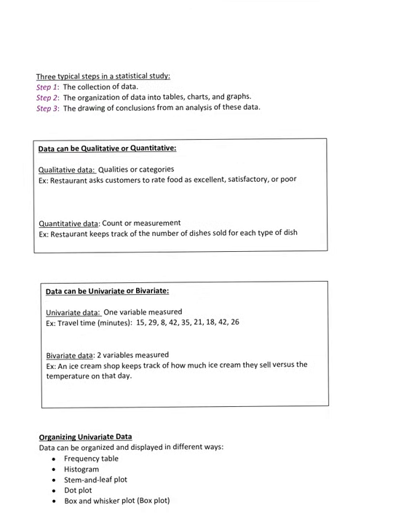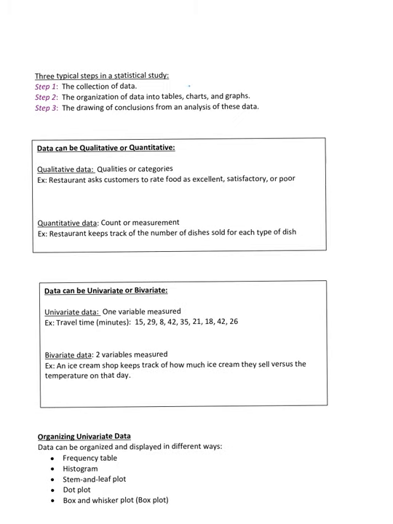The typical statistical study has 3 steps. You collect your data. Then, because you have a lot of data, you have to organize it into tables and charts and graphs. And then we make conclusions based on our data. So what we're focusing on in this lesson is organizing into tables, charts, and graphs. All those different statistical tools are what we're going to look at.